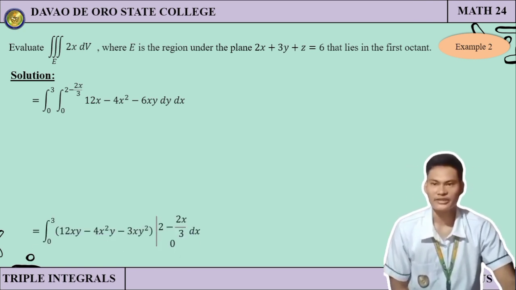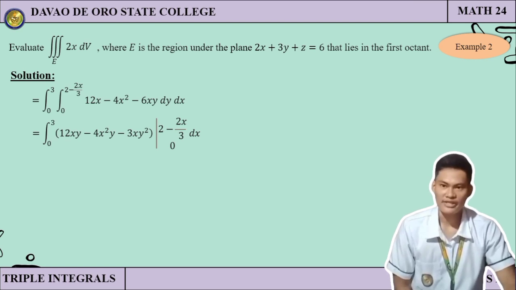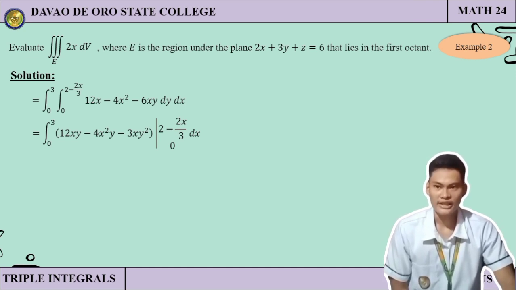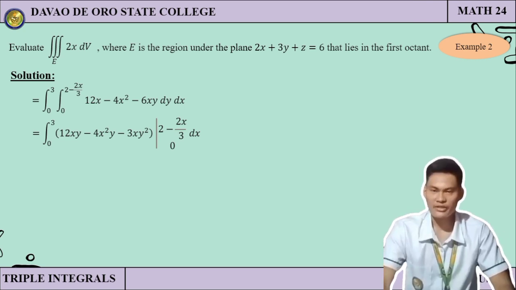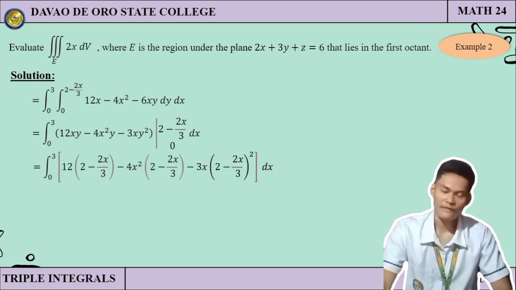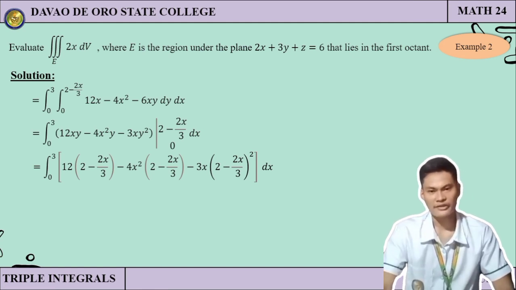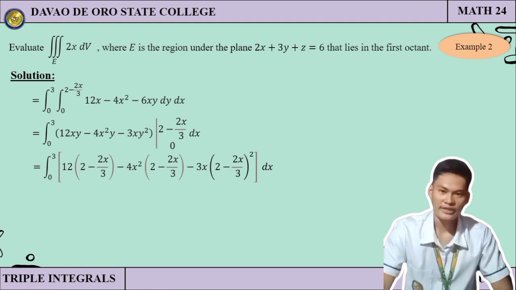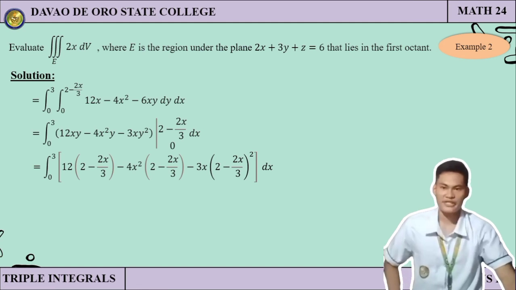So we have the integral of 12xy minus 4x squared y minus 3x y squared evaluated from 0 to 2 minus 2x over 3, with respect to x, runs from 0 to 3. By substitution of the upper limit, it is equal to the integral of 12x times the quantity of 2 minus 2x over 3, minus 4x squared times the quantity of 2 minus 2x over 3, minus 3x times the quantity of 2 minus 2x over 3 squared, with respect to x, runs from 0 to 3. And expand the expression by applying the PEMDAS rule.